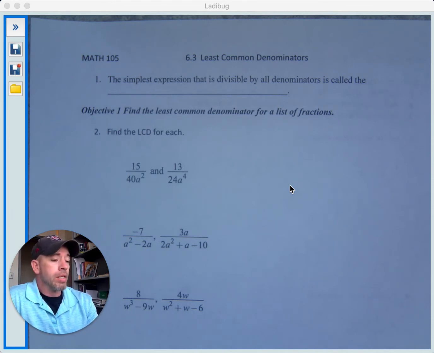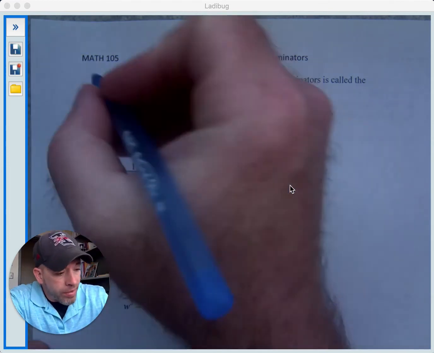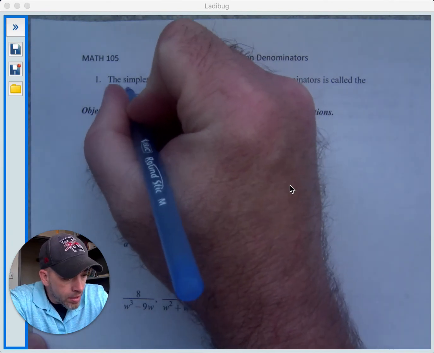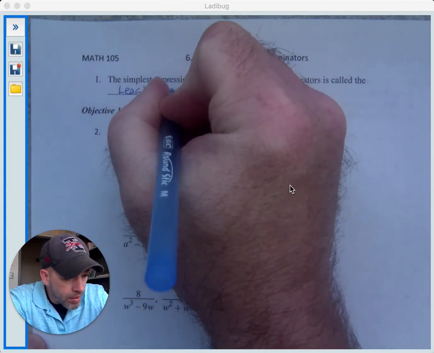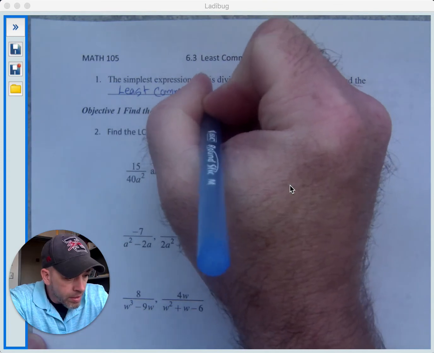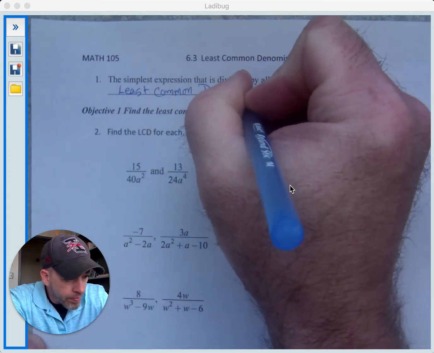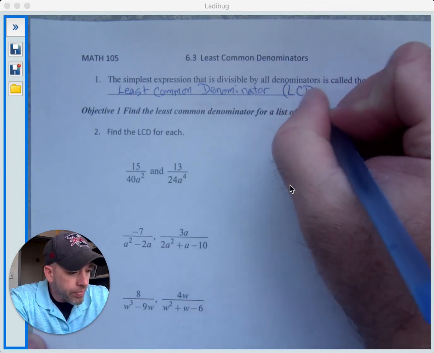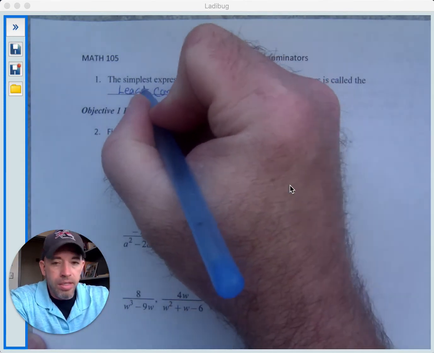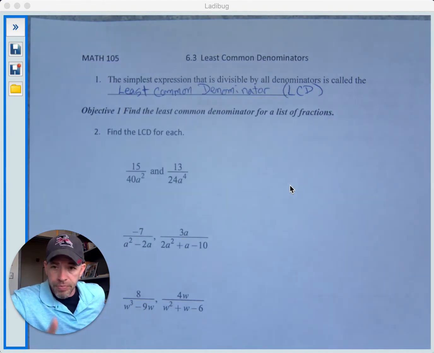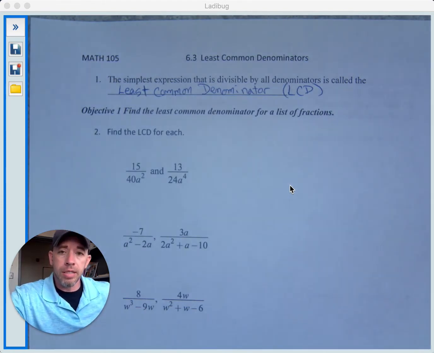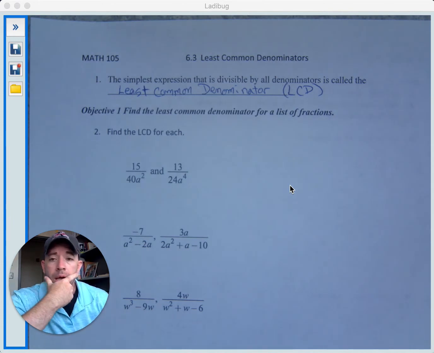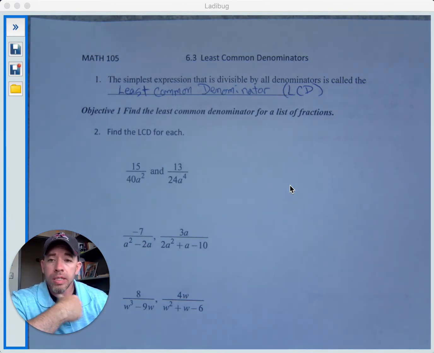Least common denominator. The simplest expression that's divisible by all denominators is called the least common denominator, also known as the LCD. I will call it the LCD most often because it's a lot shorter to say. So, when we're finding the LCD, I'm going to go through some examples. We want to look only at the denominators, so the bottom numbers. We don't care about the numerators.